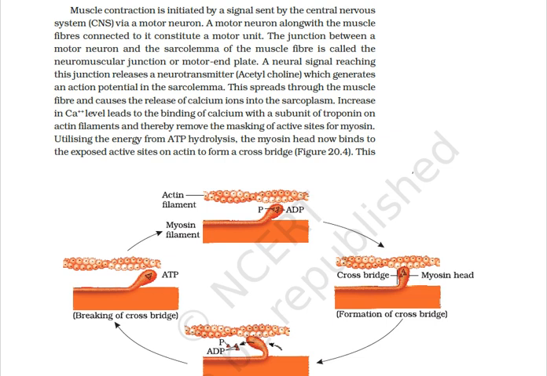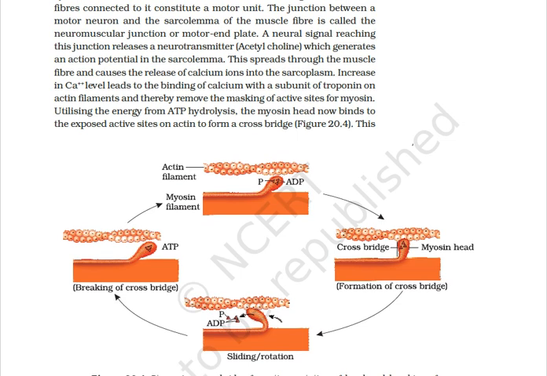Due to disappearance of calcium ions, the troponin-tropomyosin complex is again re-established, which again covers the active sites of the actin filament. Due to this, interaction between actin and myosin ceases to occur, and thus actin filaments return back to their original position. This results in the muscle's relaxation.